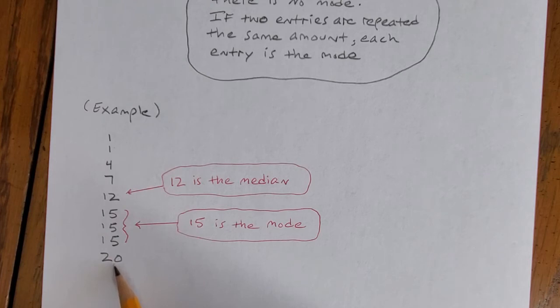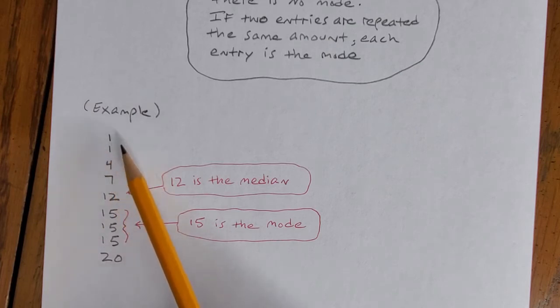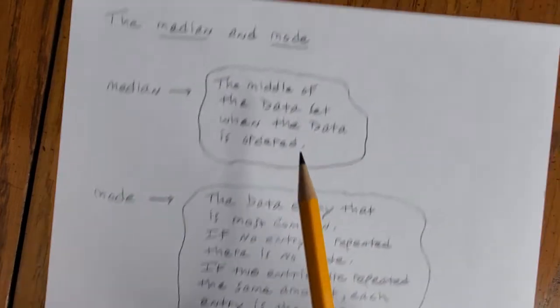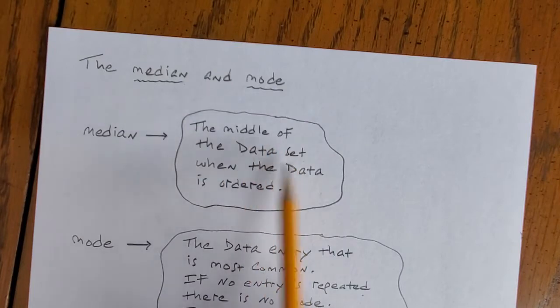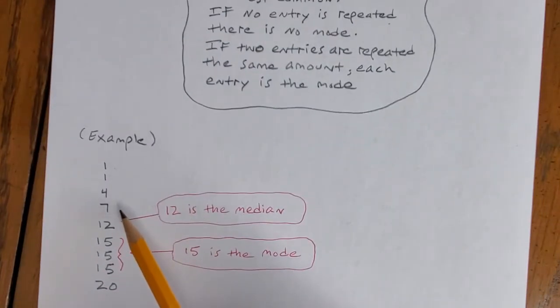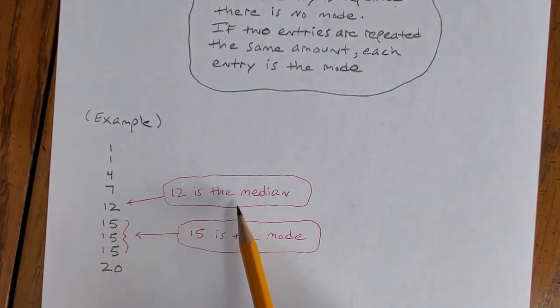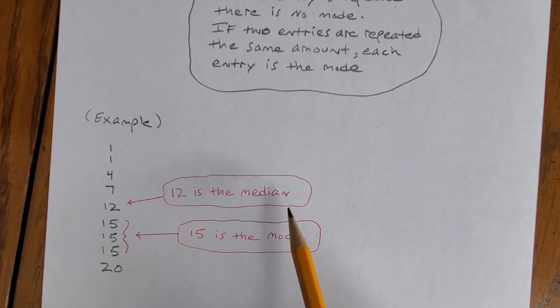So when there are an odd number of entries in the data set, there will be a number that's right in the middle. Look, this 12, there's 4 numbers below that, and there's 4 numbers above that. And so 12 is the median. It is the exact middle of the data set. There are 4 entries less than 12, and there are 4 entries more than 12, okay? That's what, in basic terms, the median is.